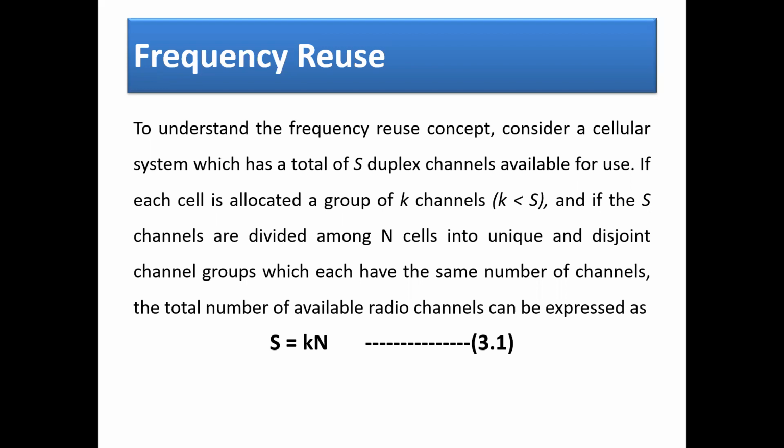Again, the total bandwidth has S duplex channels. Now we are going to assign or give each cell a group of K channels. The condition is K must be less than S. Now my question is, if K equals S, what will happen?